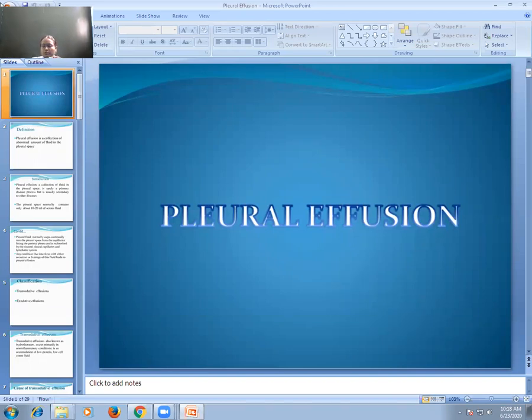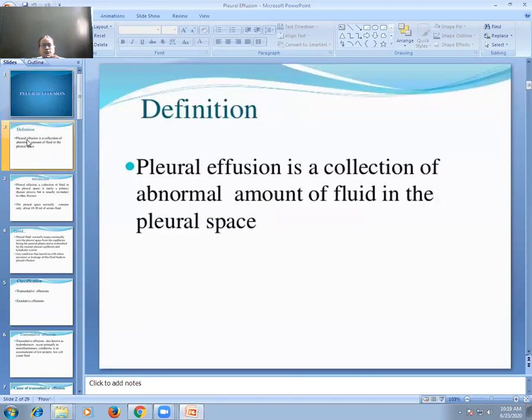One topic from the respiratory system that is remaining is pleural effusion, the important topic. There is a long case in practical also and a long question in theory also. So pleural effusion, very important topic. So what is pleural effusion?